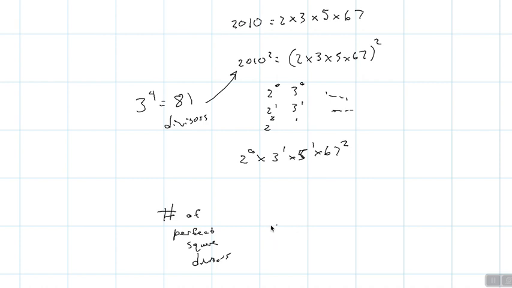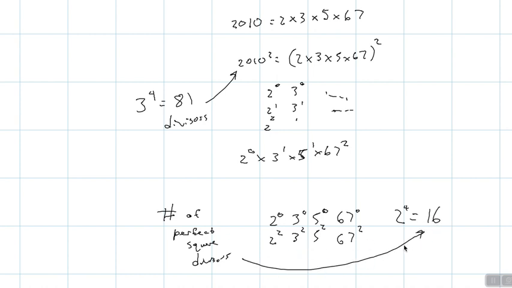Now to find the number of perfect square divisors, we're going to include 2 to the 0 and 2 squared, 3 to the 0, 3 squared, 5 to the 0, 5 squared, and 67 to the 0, 67 squared. So here, there are 2 to the 4th ways to multiply these and get a distinct divisor. So therefore, there are 16 perfect square divisors.